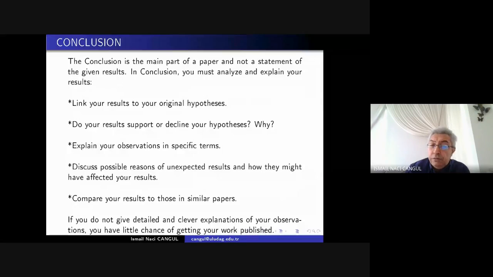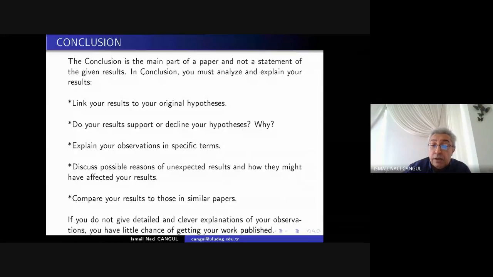In conclusion, what you have to do, you must analyze and explain your results. Link your results to your original hypothesis. At the beginning, what was your problem? How were you planning to solve it? What methods were you planning to use? In the introduction, you gave this, don't forget. Do your results support or decline your hypothesis? If you have unexpected results, okay, then explain why. Explain your observations in specific terms, okay? Discuss possible reasons for unexpected results and how they affect your expectations.